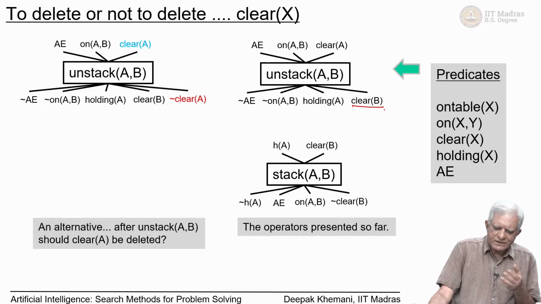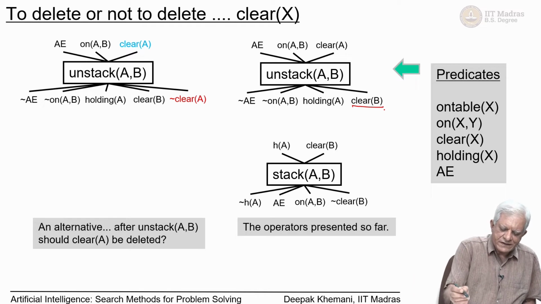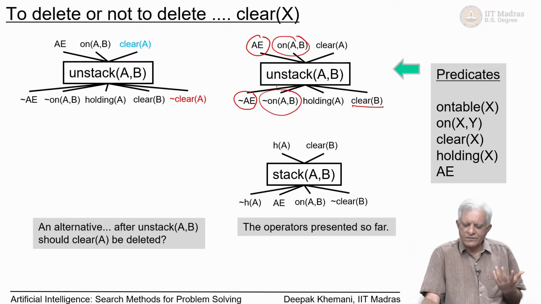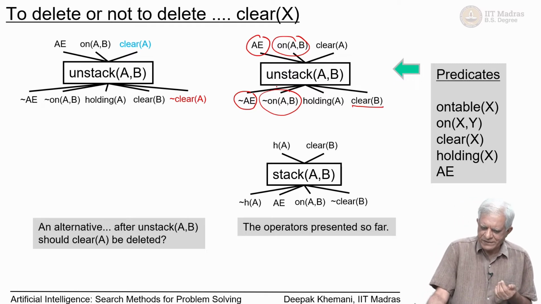Because very often for the other actions we have done that, right. We have said that arm empty was a precondition and arm empty is no longer true after the action. On A B was a precondition and not on A B is an effect. So, we have deleted arm empty and we have deleted on A B. Why did we not delete clear A?